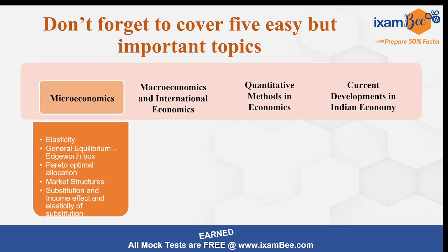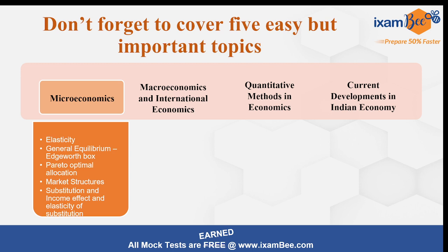First, talking about the microeconomics, some of the 5 top easy topics that can be very scoring for you to study and you should not leave them out is elasticity. Then general equilibrium related topic of Edgeworth box and Pareto optimal allocation. Market structure, specifically oligopoly, is very, very important. And then substitution and income effect, and specifically also concentrating numericals on elasticity of substitution.